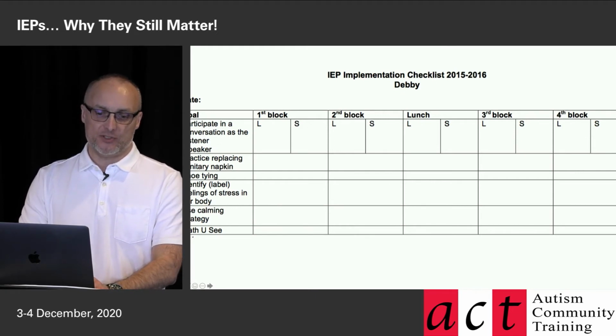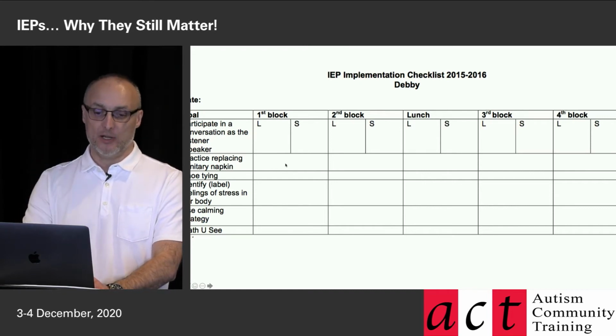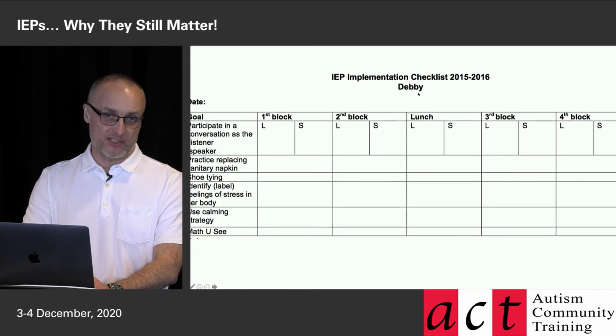Here's another one for Debbie. Participate in conversation as a listener and speaker. There are 2 blocks throughout the day. Practice replacing her sanitary napkins. So this is menstrual care for this teenage girl. So here's something to point out. This is a very personal target here around self-care and hygiene. Her name is at the top of this data sheet.